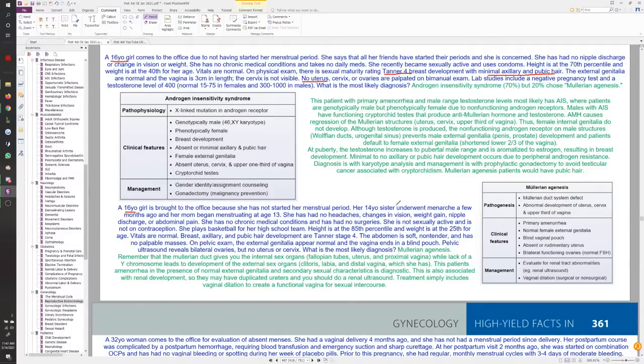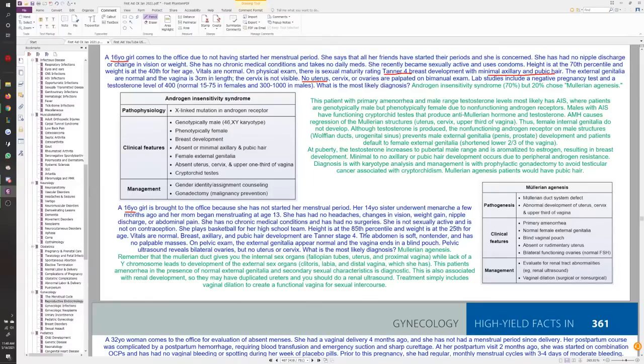Her 14-year-old sister underwent menarche a few months ago, and her mom began menstruating at age 13. She has had no headaches, changes in vision, weight gain, nipple discharge, or abdominal pain. She has no chronic medical conditions and has had no surgeries. She is not sexually active, doesn't use contraception. She plays basketball. Her height is great, very tall actually. I remember 85 was the extreme for the other end, right? So she's really tall for her age. Weight is fine. Vitals are normal.